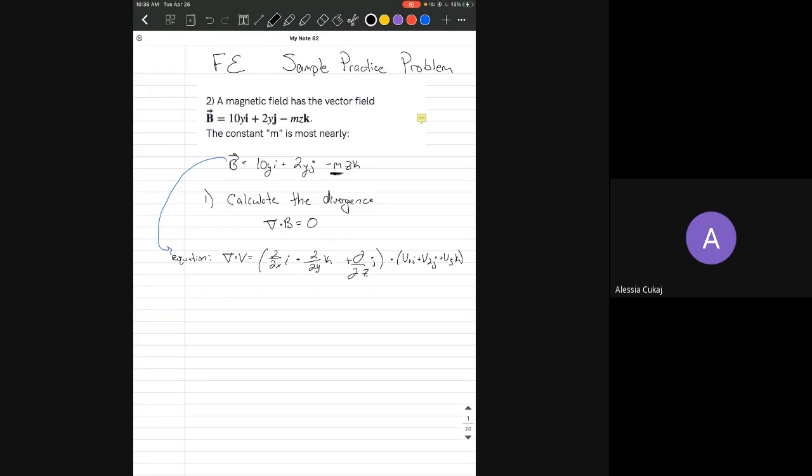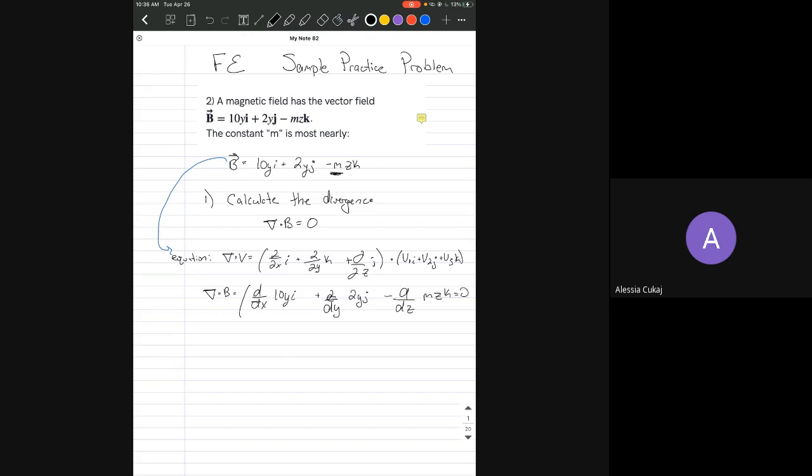So what we're going to be doing is the divergence of B, which is the partial of 10y in the i direction, dy of 2y in the j direction, and the partial dz of minus mz. Okay, and it's all supposed to be equal to 0.